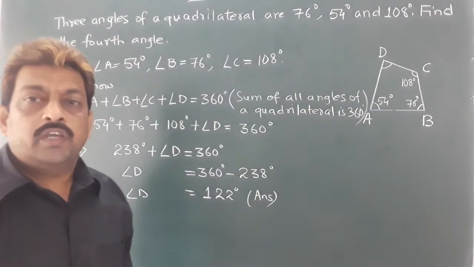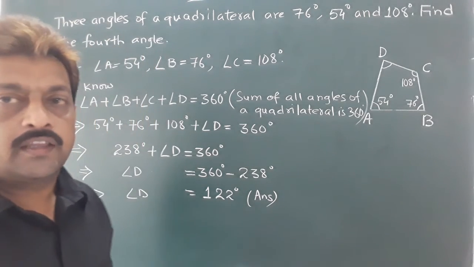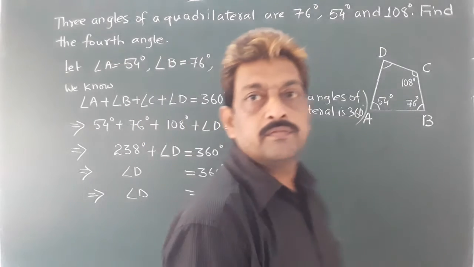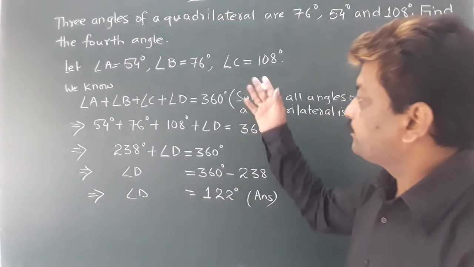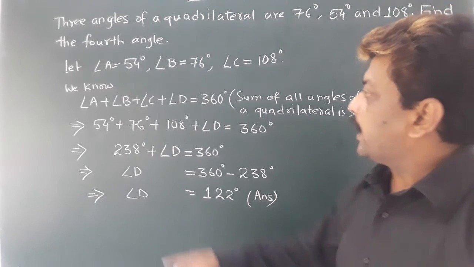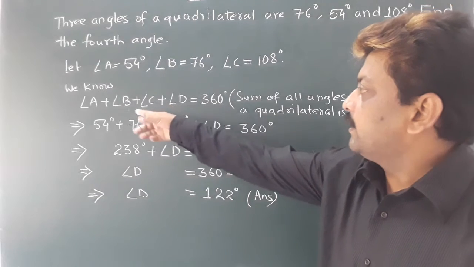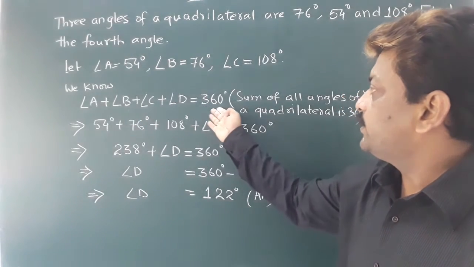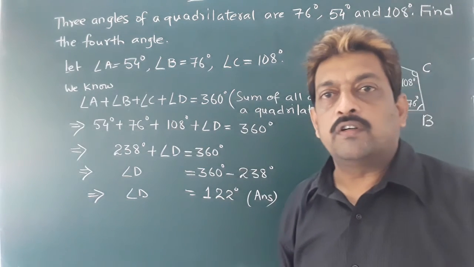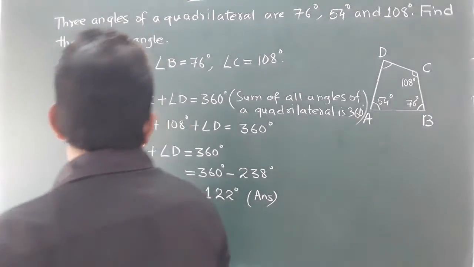Okay, so in this way we can calculate the fourth angle if three angles are given. Just quickly go through it. See the solution. Just write down the properties, that is, the sum of all four angles, A plus B plus C plus D, is 360 degrees. Now replace the values which are given in the question. You will automatically get the fourth angle. Okay. Next, another question.